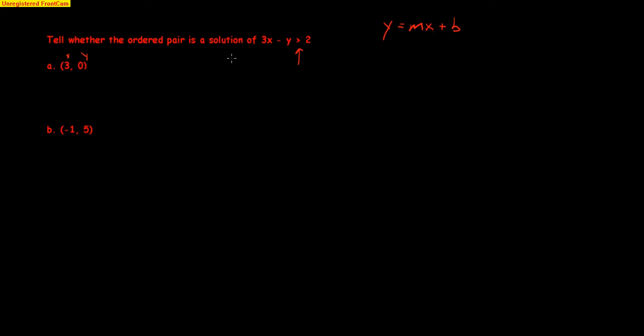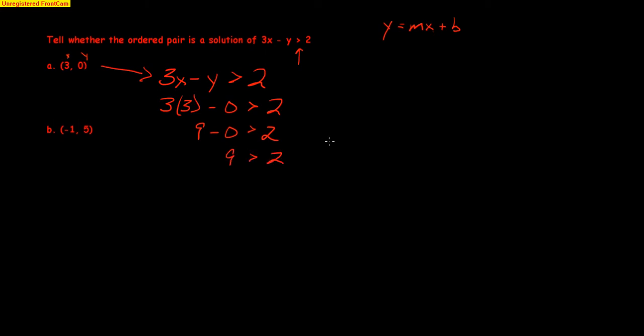Tell whether the ordered pair is a solution. If you remember when this was an equation, to tell if something was a solution, you simply plugged it in to the equation and you see, did it work? So we're going to do the same thing. I already have my x and my y labeled over here. So if I plug a (3, 0) into this, I'm going to plug a 3 in for the x and a 0 in for the y, and then I'm just going to do the math. 9 minus 0 is 9, and I get 9 is greater than 2.